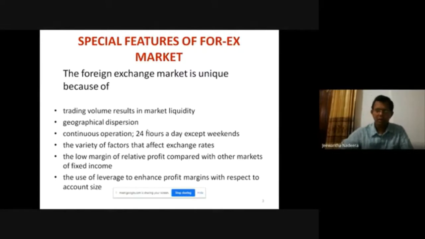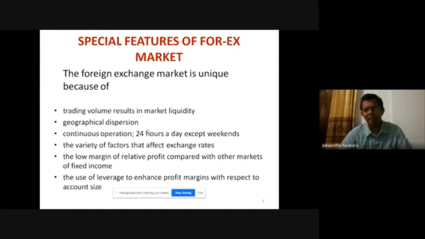You are giving intervention whenever the requirement arises. Whenever the requirement arises, you intervene. Who is you? Central bank. How do they intervene? By pumping dollars, by buying dollars from the market.